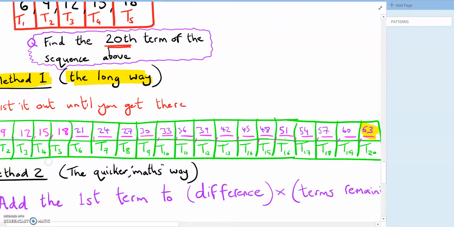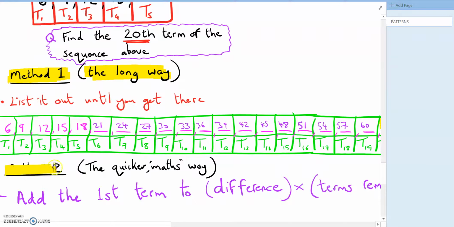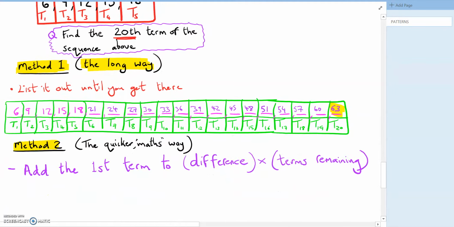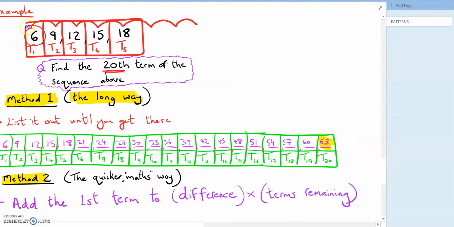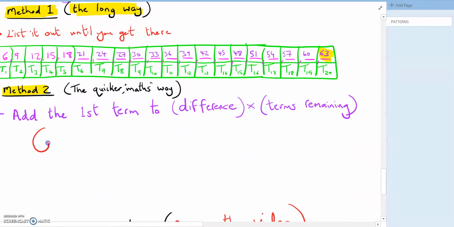There's a second method, method 2, okay? And it's a quicker, mathsy way of doing it. What do you have to do in this one? You simply add the first term. What's our first term? Here it is here. Term 1, the first term was 6, so let's put down 6. You have to add that, so plus, the difference times the terms remaining. Okay, let's figure this out. What was the difference again?